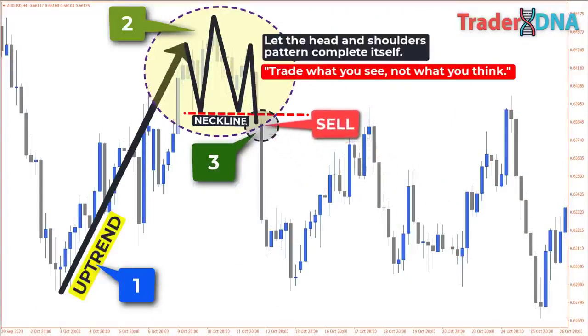right shoulder is formed. Another entry point requires more patience, and there's a possibility that the move might be missed entirely. This method involves waiting for a pullback to the neckline after the breakout occurs. It's more conservative as it allows us to see if the pullback stops and the early breakout direction continues. However, the trade might be missed if the price keeps moving in the breakout direction.